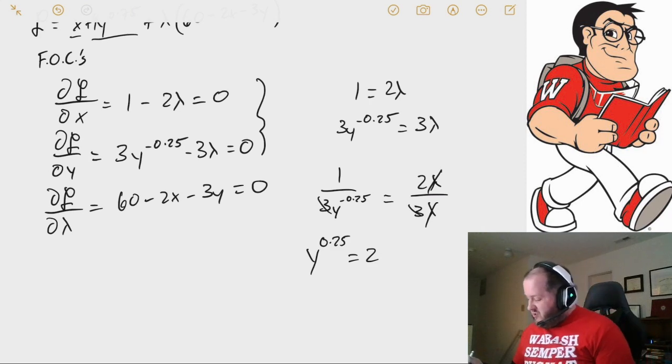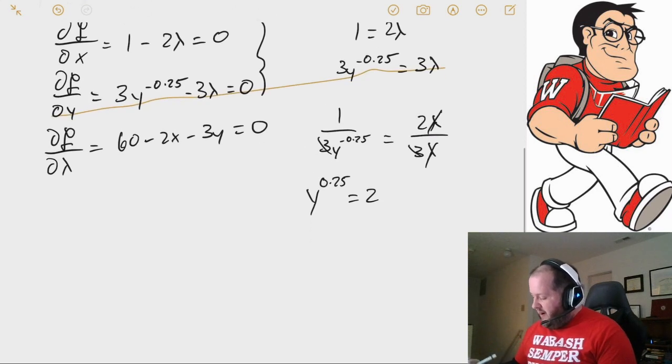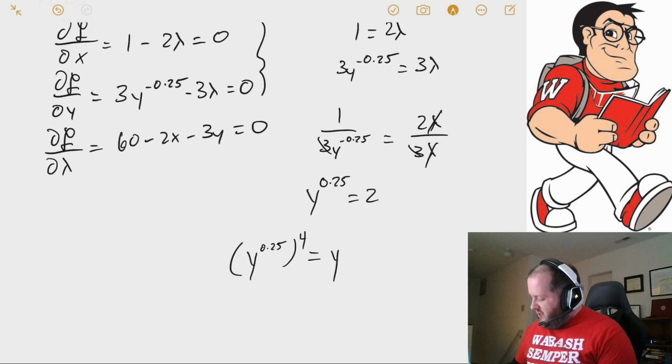And the way we're going to solve for y is we're going to raise both of these to the 4th power, because y to the 0.25 to the 4th power equals y. And so that equals 2 to the 4th power. And let's see, 2, 4, 8, 16.